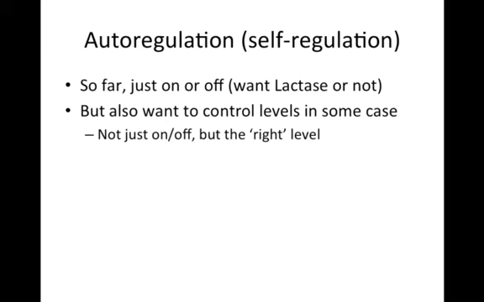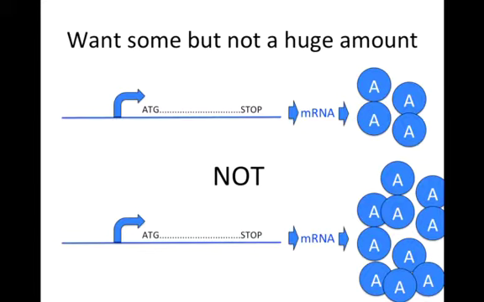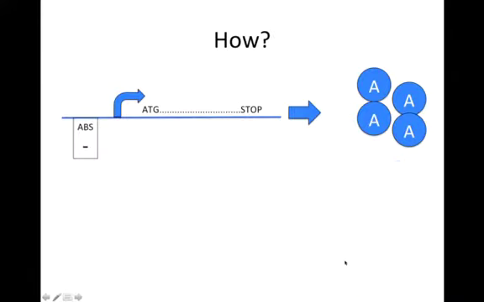In particular, we focused on lactase and how sometimes lactase is all the way on and sometimes it's all the way off. But in other cases, we want to just moderate the level. We want to make sure that we get the right level, not too much, not too little. So here's a picture of that. On the top, it would be optimal for the gene to produce a medium amount of protein, not a huge amount of protein. So how can we do that?